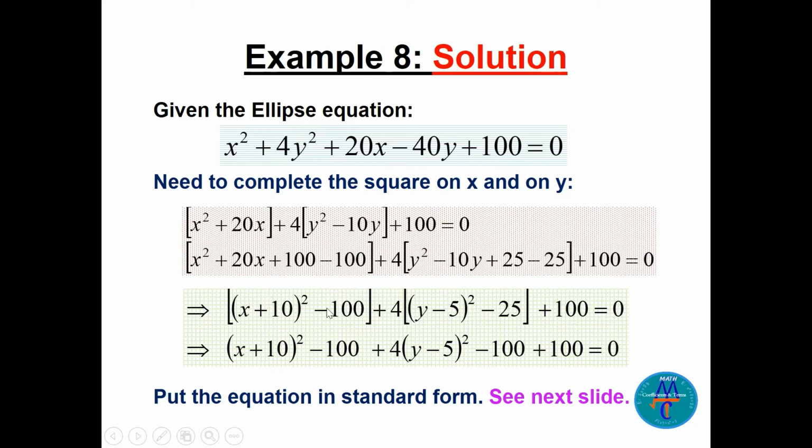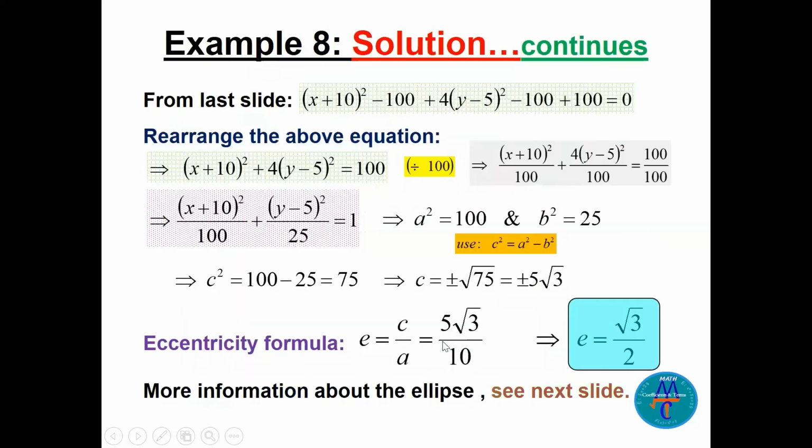This one, we can just take the big bracket, minus. Here we have a 4, so we multiply by the first one and by the second one. So it will be minus 100 plus 100, and there is a minus 100. Now we can write it in standard form. So it will be x plus 10 squared plus 4 times y minus 5 squared is equal to 100.